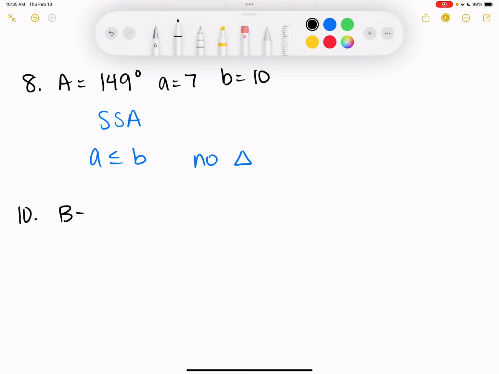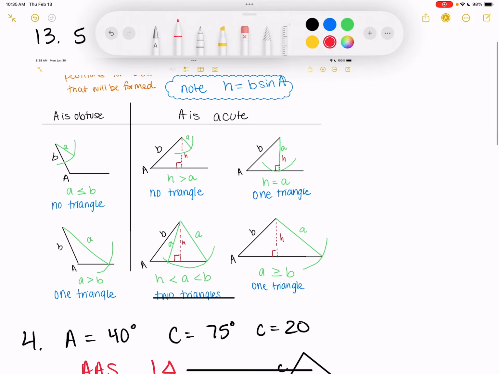Angle B is 70 degrees, side B is 85, and side C is 88. Side angle. It is acute, so I'm going to look at it now. Obviously, these letters are different than what is written up here.